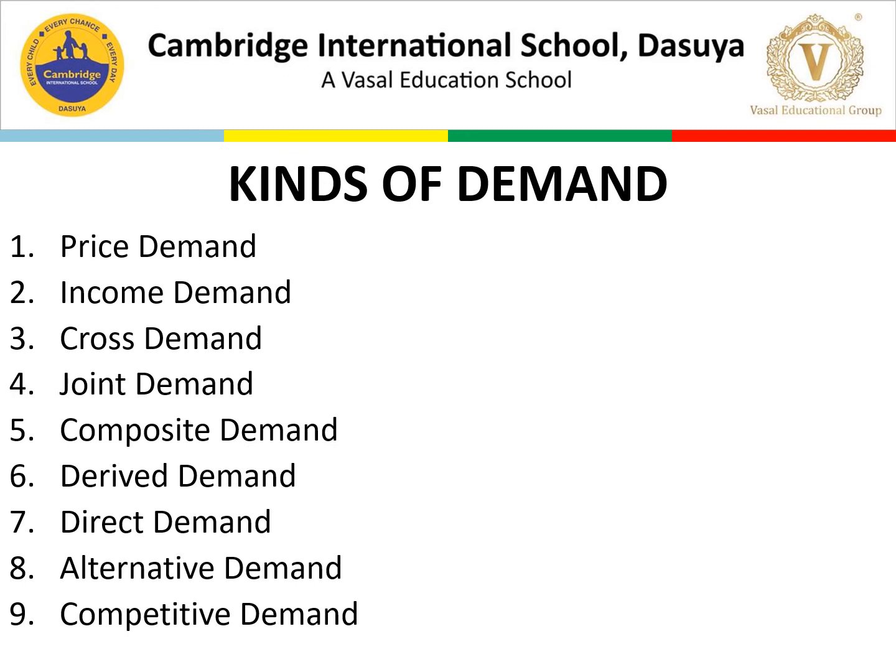So when somebody wants to buy a product directly to satisfy himself or herself, in this case we call it direct demand. For example, demand for clothes, books, food, etc. are direct demand.